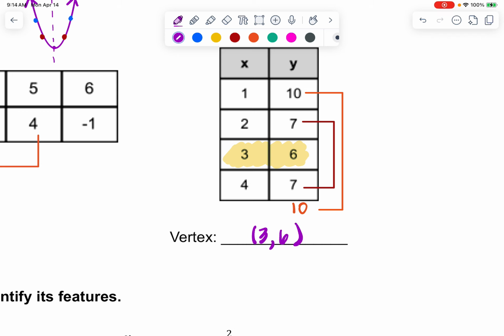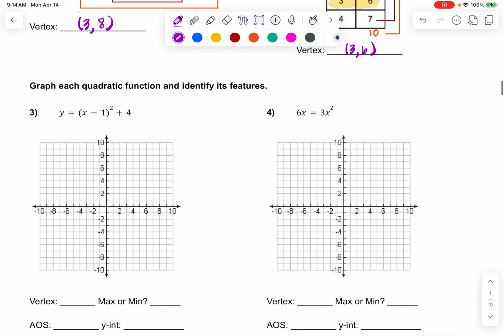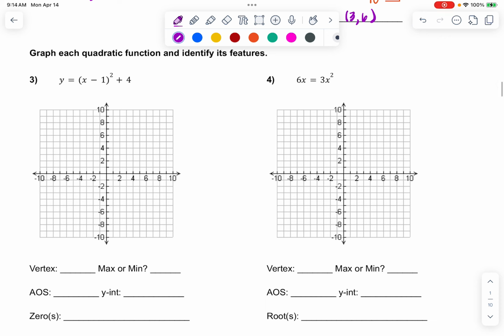Now, not every single table is going to show you reflection buddies because some of them might be quadratic regression models, and so it's not going to be exact. But in this case, these two tables are. All right, 3 and 4, we are graphing the function and then identifying its features. You are more than welcome to use Desmos to help you out here if you need it.